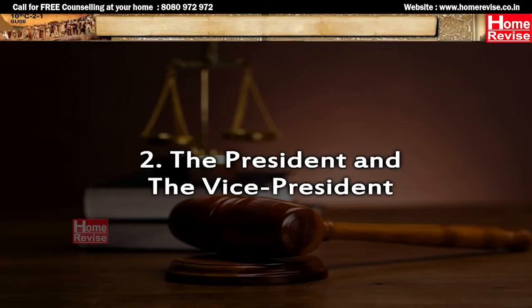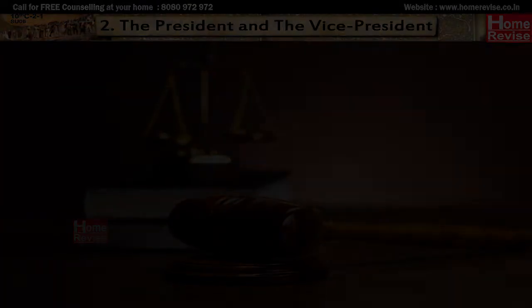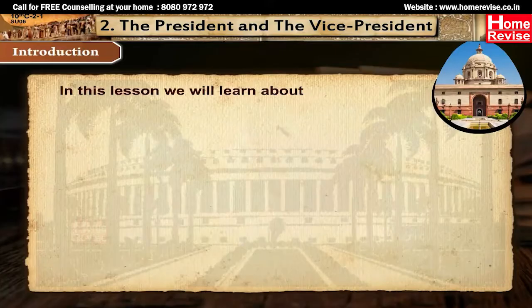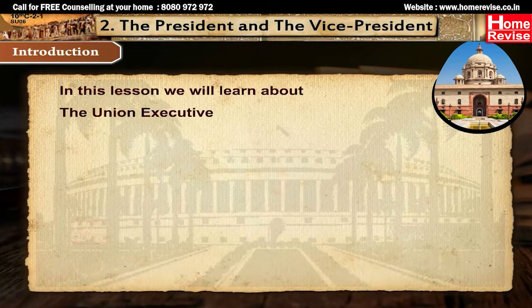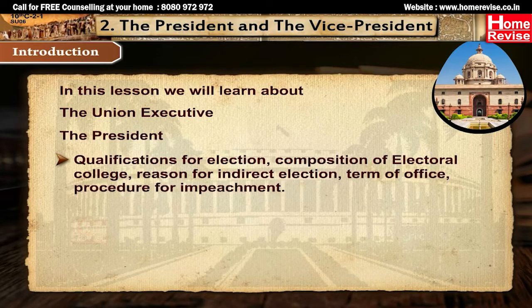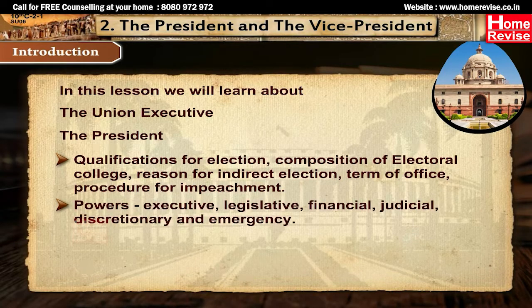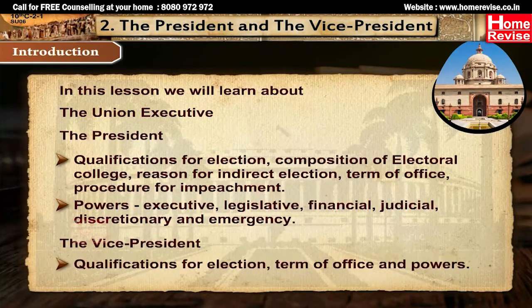Chapter 2. The President and the Vice President. Introduction. In this lesson, we will learn about the Union Executive, the President, qualifications for election, composition of electoral college, reason for indirect election, term of office, procedure for impeachment, powers, executive, legislative, financial, judicial, discretionary, and emergency. The Vice President, qualifications for election, term of office, and powers.